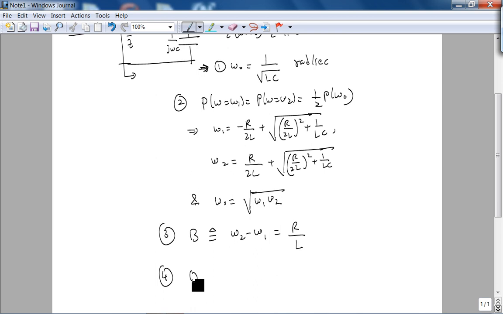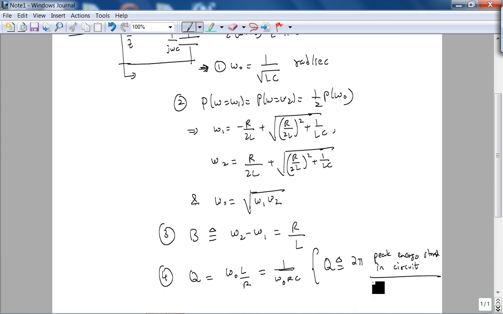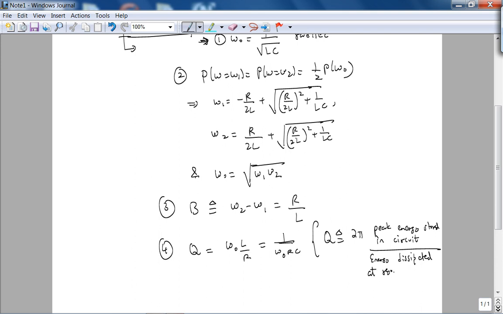Now the final quantity, a very important quantity, is Q, which is omega naught L over R, which is 1 over omega naught RC. And recall that Q, or the quality factor, which is dimensionless, was defined as 2 pi times the peak energy stored in the circuit divided by the energy dissipated at resonance in one period. Okay. So again, that's the definition.